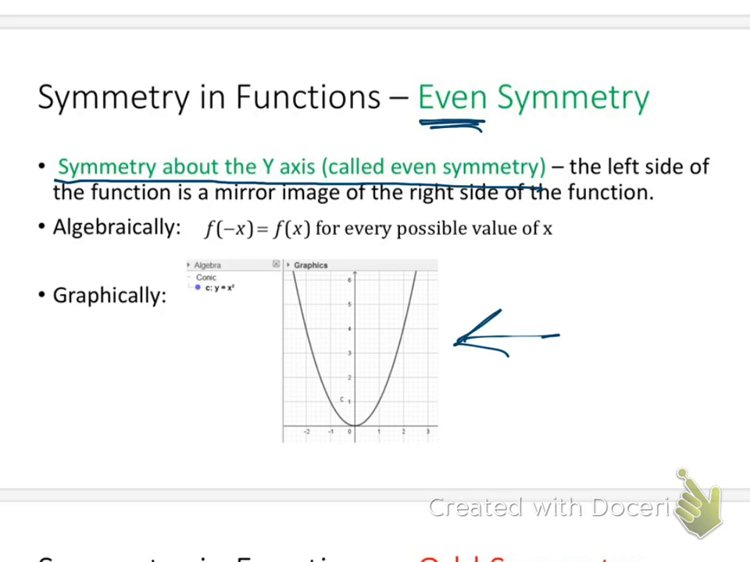The parabola has even symmetry. Algebraically, the way you determine that is if you were to put a negative x, so let's say a negative 1, in the function, you would get the same y value as if you put a positive x or positive 1 in the function. They both give you the same y value. That is an even function. Okay, in the next slide, we're going to talk about odd functions.